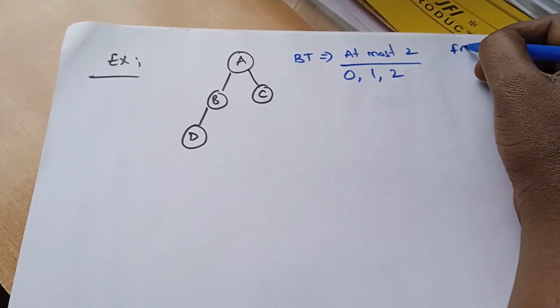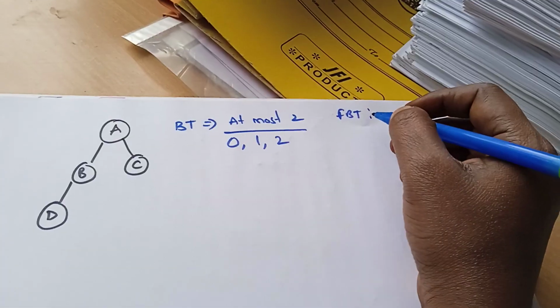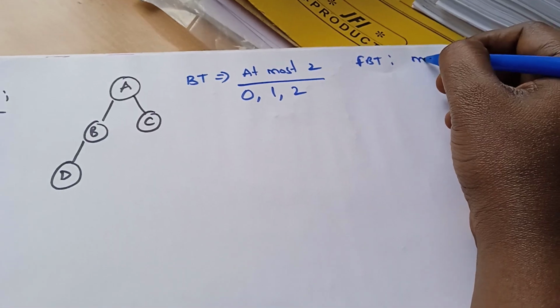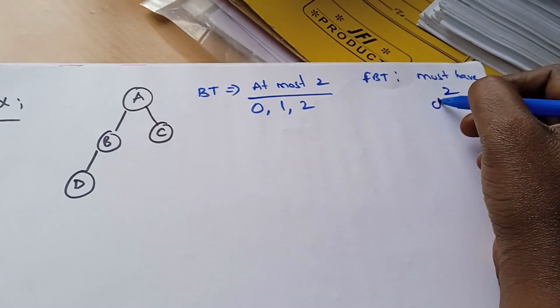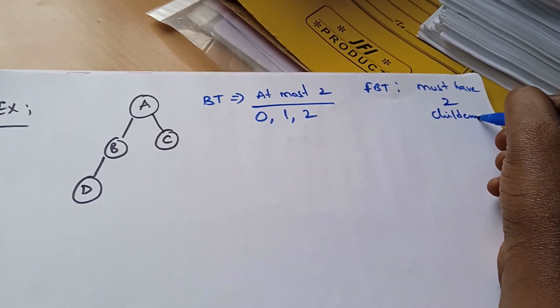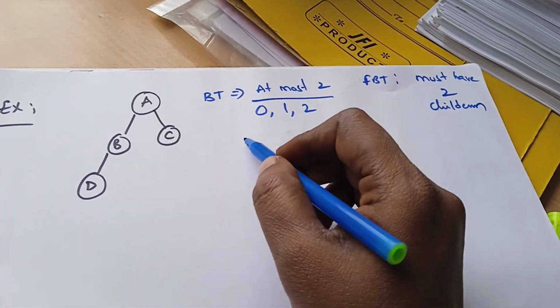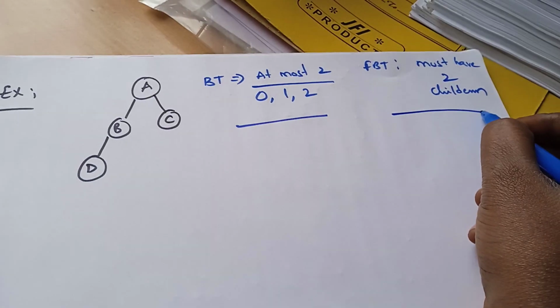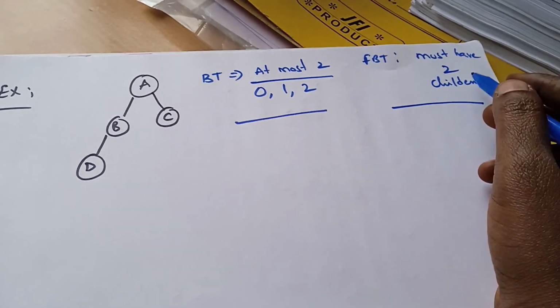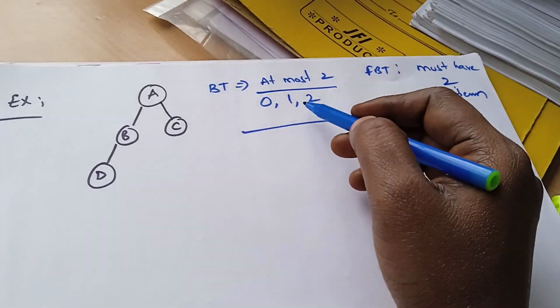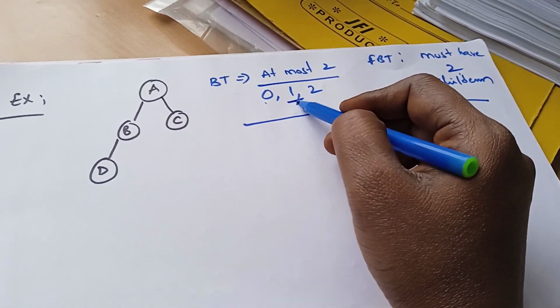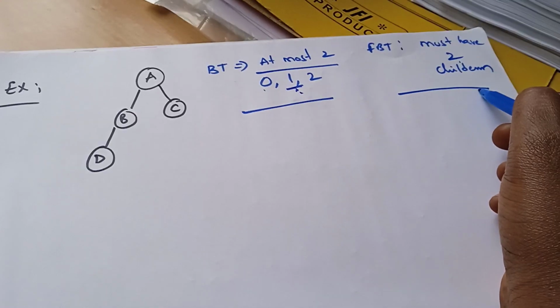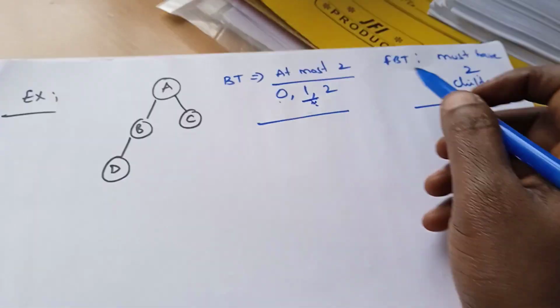Now what is a fully binary tree? It must have 2 children. So to equalize a binary tree to a fully binary tree, we need some extra nodes, because it should have 2, it may have 0 and 1. So look at this one, you may have 1. So to balance this level, you need to add some dummy nodes.